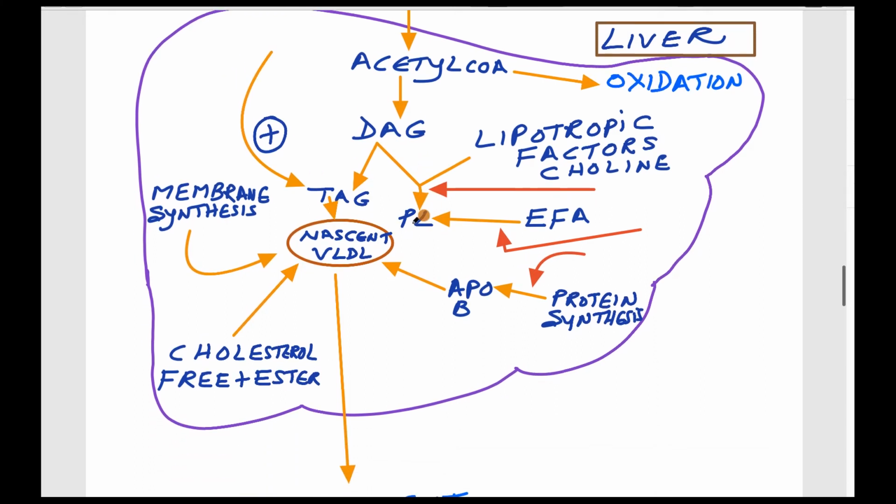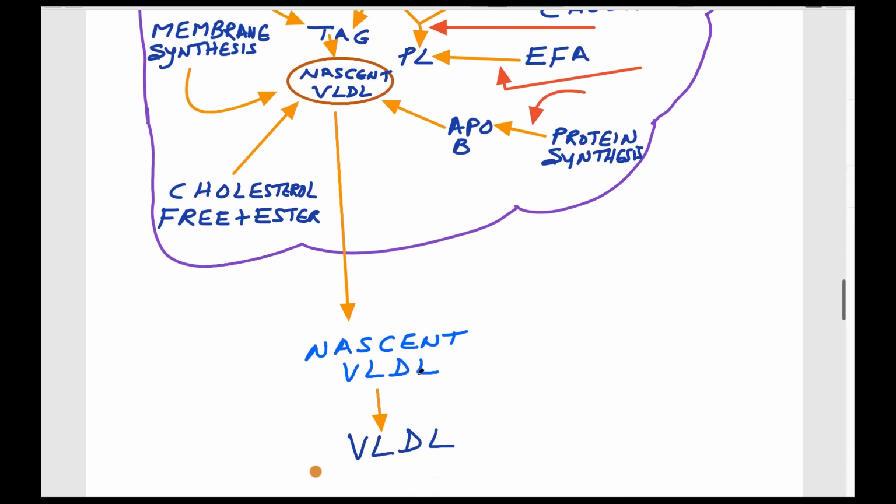Then in the presence of phospholipids, there will be formation of lipoproteins. For the synthesis of phospholipids, essential fatty acids are required and the lipotropic factor choline is required. With the help of ApoB, protein synthesis is also taking place. So there is formation of nascent VLDL. It may contain cholesterol, both free and ester. For this nascent VLDL, there is membrane synthesis also. Ultimately, it is secreted and can go to the peripheral tissues. That is what happens normally.